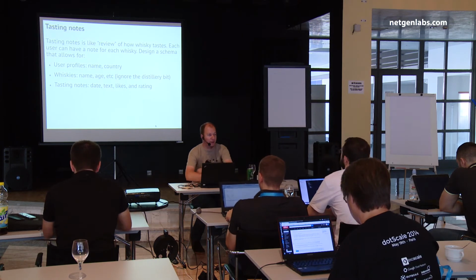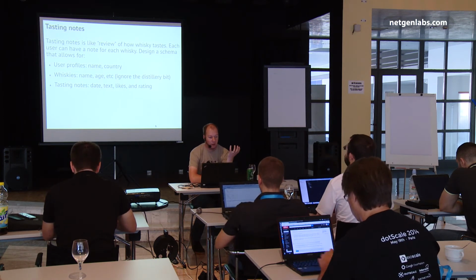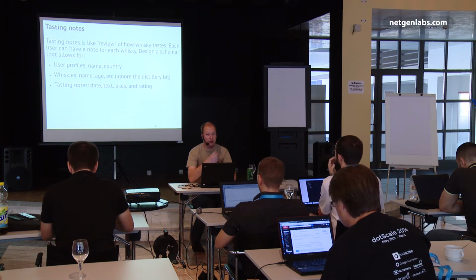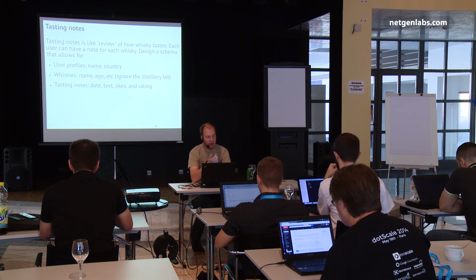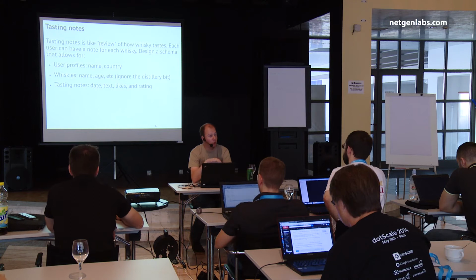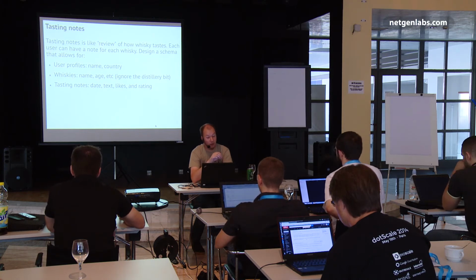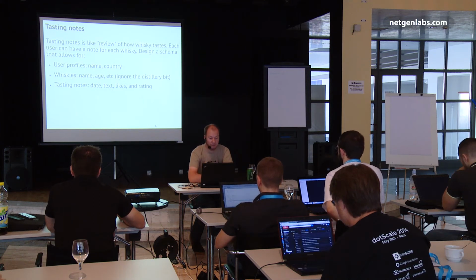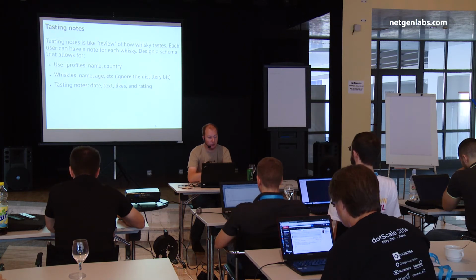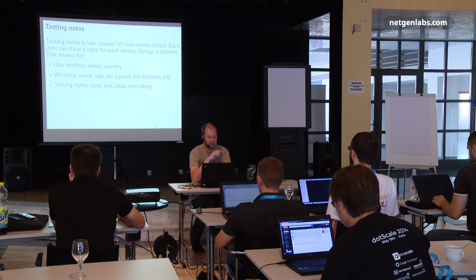A little bit more about the whiskies. So, tasting notes is something like a review for whiskies, right? If I have a glass of whiskey, I smell it and taste it, and I'll pick out different flavors, right? And multiple users would do the same kind of reviews for a whiskey. So I'd like you to design a schema that allows for user profiles, and a user profile is as simple as a name and a country. Let's not think about passwords at the moment.